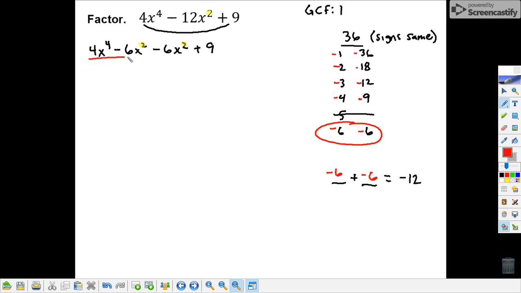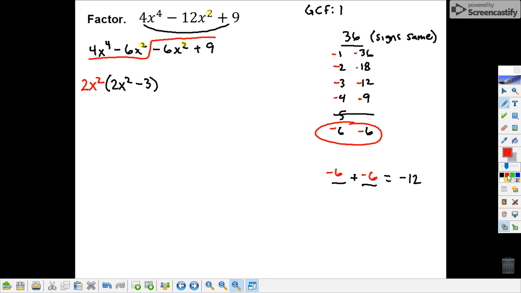Okay, once again, I'm going to split this up, and once we get to this point, find your greatest common factor. 4x to the 4th and negative 6x squared have a common factor of 2x squared, the greatest common factor of 2x squared. And then I'll factor out or divide each one of them by 2x squared. So we have 2x squared minus 3. It's negative 6 divided by 2 is negative 3.